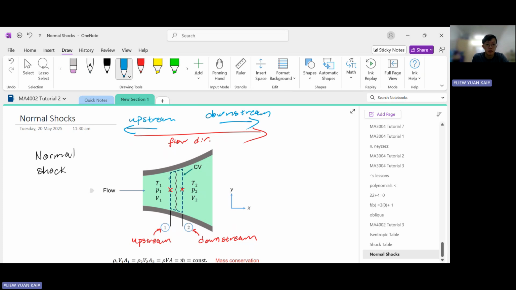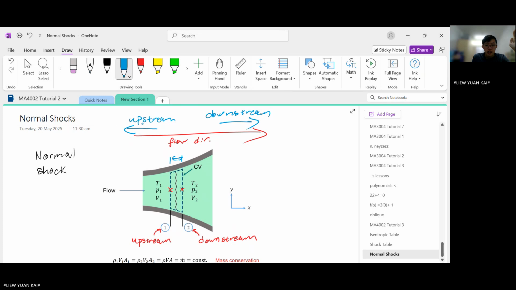Remember how I said that this is infinitesimally thin? Why do we draw them as two separate points? It's just an exaggeration. We exaggerate the thickness of the shock so that they do not overlap, because technically, if it is so thin, points 1 and 2 would exactly overlap. We exaggerate it just to be clear.